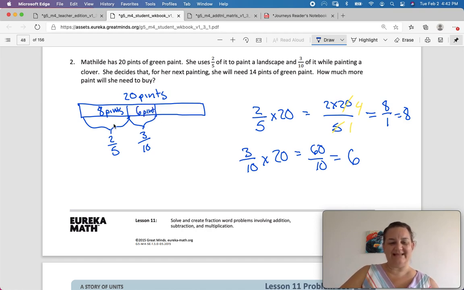So 6 and 8 together, all of this together, would be 14 pints, which means she still has 6 pints left.